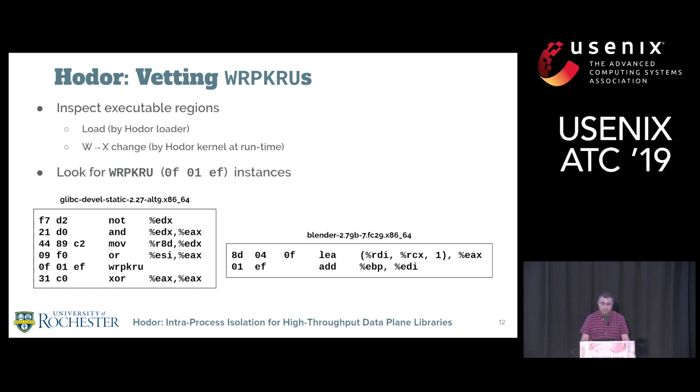In the example here, on the left, you can see an intended use of write PKRU from libc, and on the right, an implicit instance spanning neighboring instructions. However, since the control flow can be violated to start in the middle of the load effective address instruction, we need to vet these instances as well.